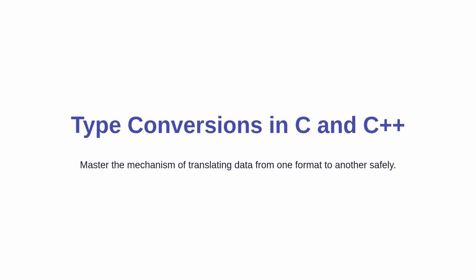Welcome to this lesson on type conversions in C and C++ programming. In statistical computing, we constantly work with different types of data, like whole numbers and continuous decimals. Understanding exactly how the computer translates between these different types is absolutely critical. It ensures your mathematical calculations remain perfectly accurate and prevents catastrophic data loss in your software.